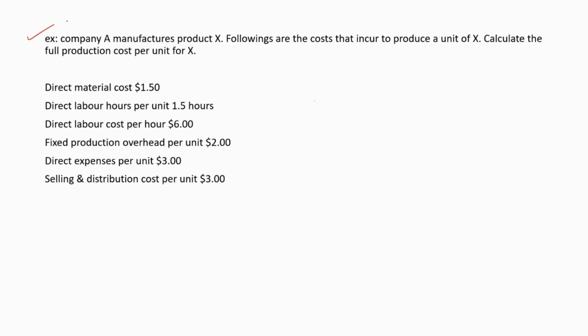Now let's do this example. Company A manufactures product X. Following are the costs that are incurred to produce a unit of X. Calculate the full production cost per unit, which means we have to calculate the full cost per unit. This is equal to direct cost per unit plus variable production cost per unit plus fixed production overheads per unit. So now let's go through these costs and identify whether we can use them to calculate the full cost per unit. Direct material cost.